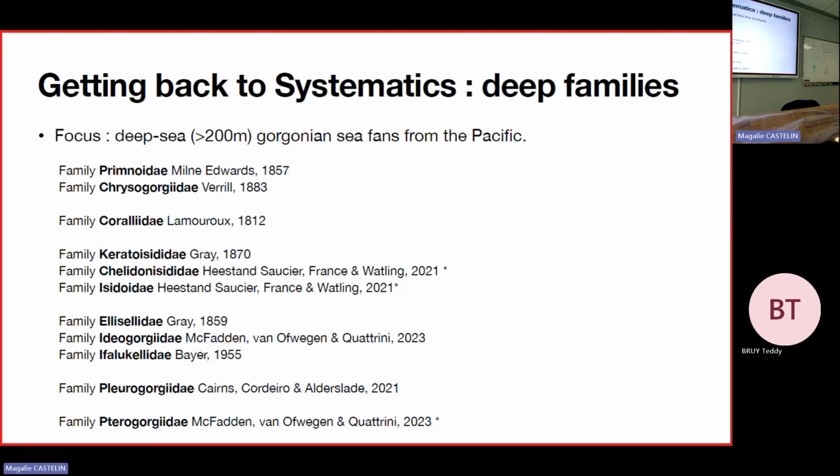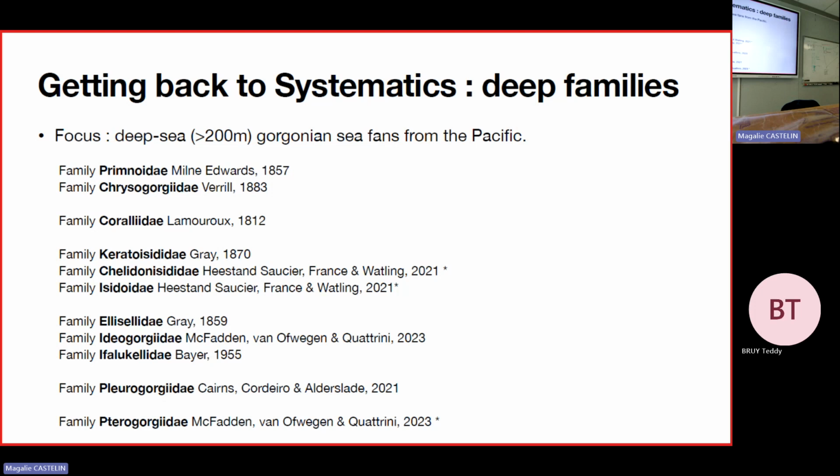So the genuine Isididae is not anymore, because the type of the family, Isis hippuris, is paraphyletic in comparison to the rest of the deep bamboo corals. Okay, so Isididae still exists, but it contains just Isis hippuris, the type of the family, and it's a shallow water taxon, so it's not in my list. Most of the bamboos that you are going to find are Keratoisididae, which is a subfamily that was elevated to family level.